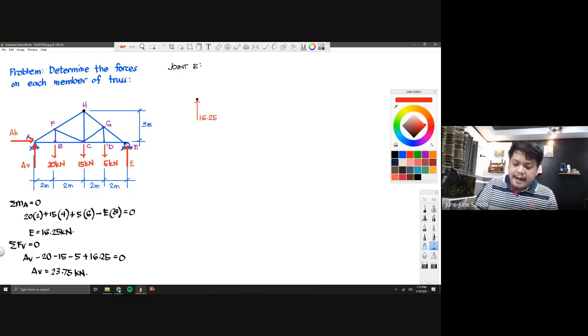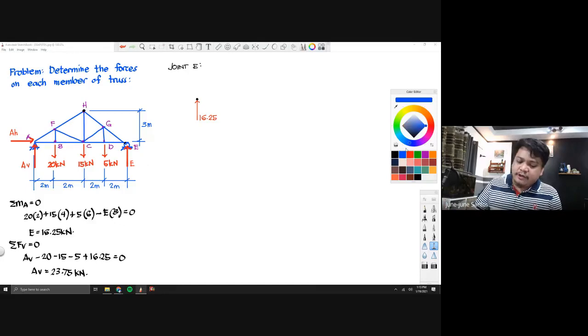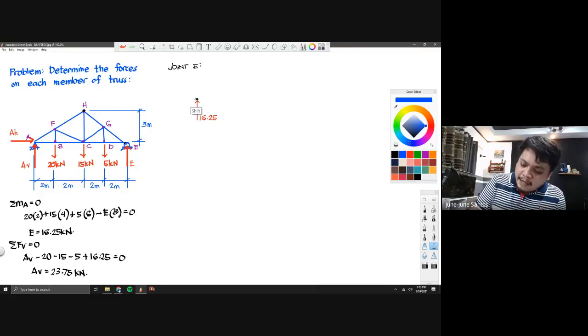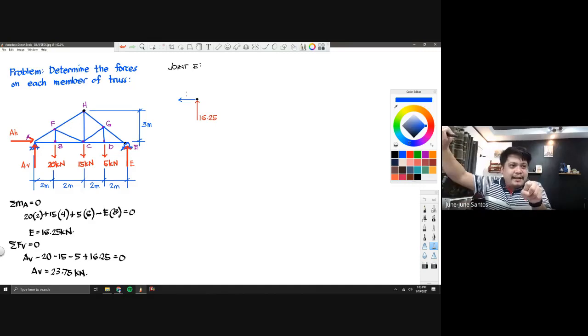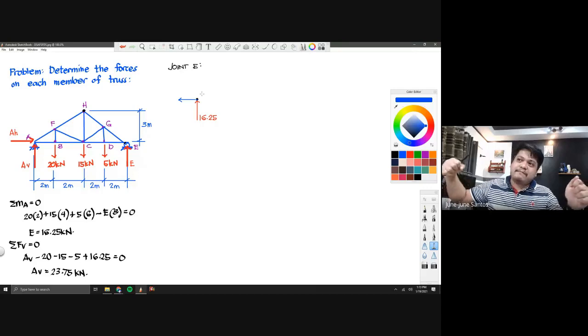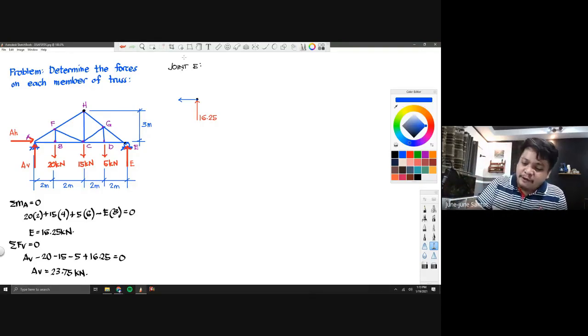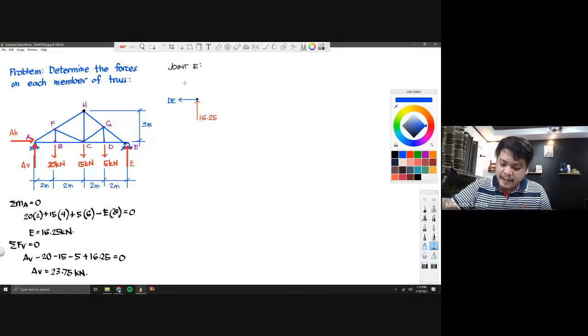Okay? Now, itong member DE ko, hindi ko alam. So, mag-assume ako ng direction. So, pinakamaganda niyan, i-assume natin na laging palayo. Okay? Ang tawag natin doon, tension. Kapag palayo, ibig sabihin, para mo siyang hinihila, tension ang tawag doon. Kapag towards the joint, ibig sabihin para mo siyang tinutulak, ang tawag natin doon is compression. Okay? So for this one, I will call it as member DE. Pati itong GE, a-assume ko siya na patension. Okay? So GE.